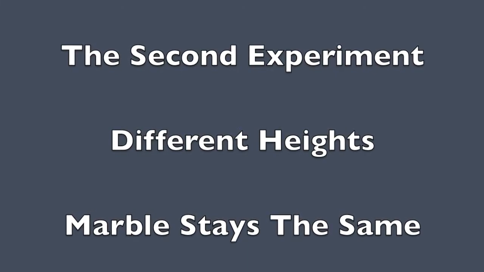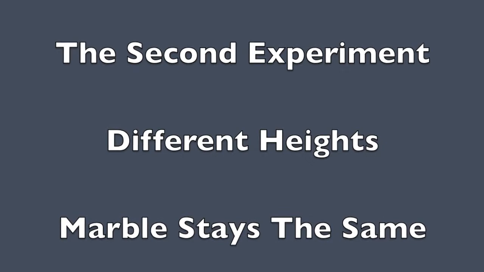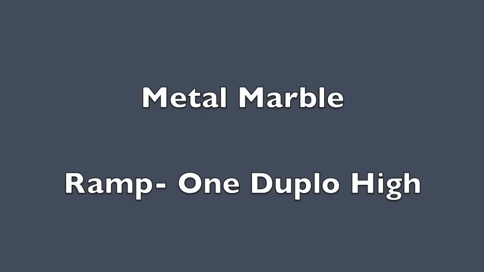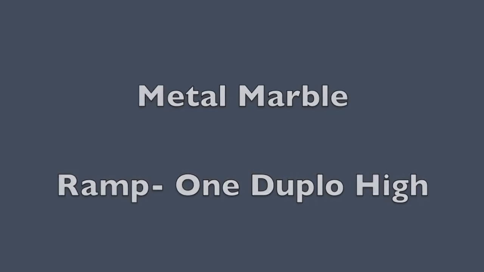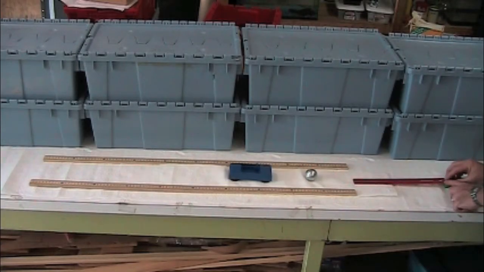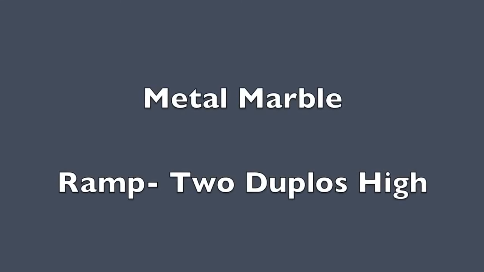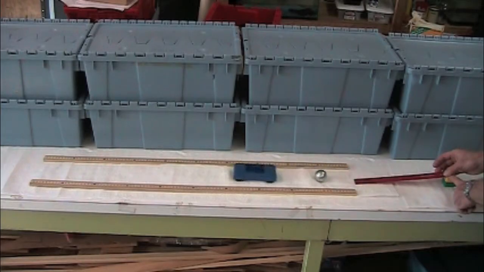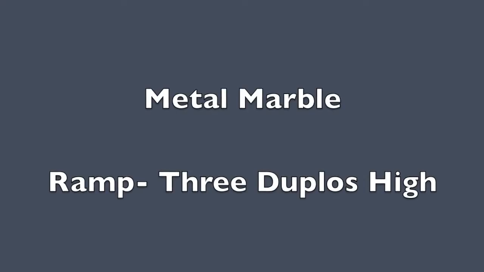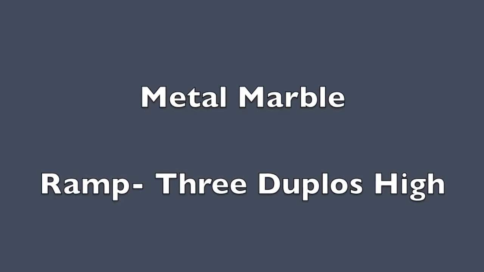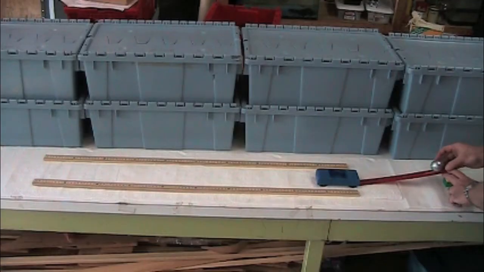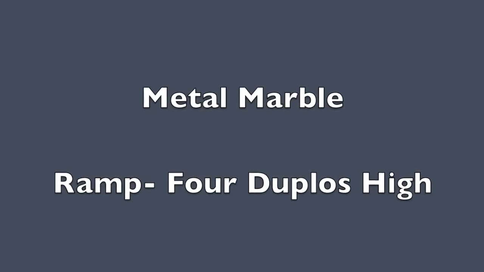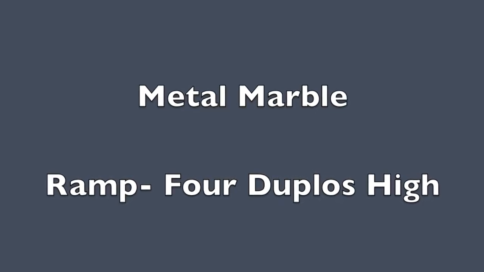Now we're going to change the heights of the ramps. The marble is going to stay the same. Let's look at the metal marble. The ramp is 1 Duplo high. The same metal marble, the ramp now is 2 Duplos high. The same metal marble, the ramp is now 3 Duplos high. We're going to finish with the metal marble. The ramp is now 4 Duplos high.